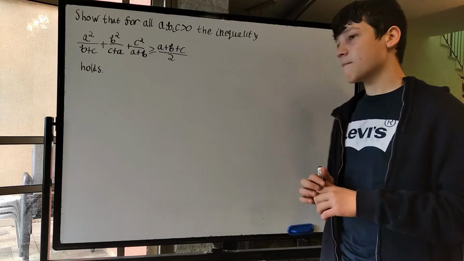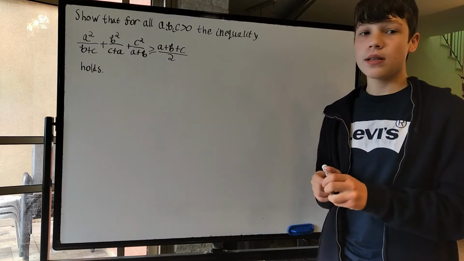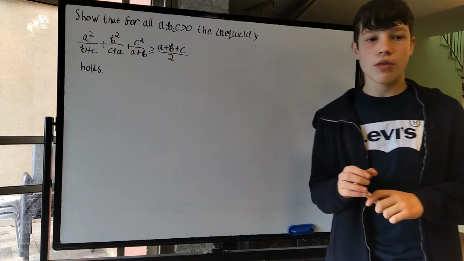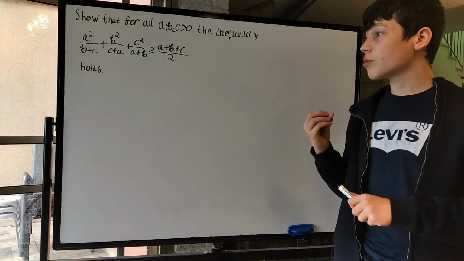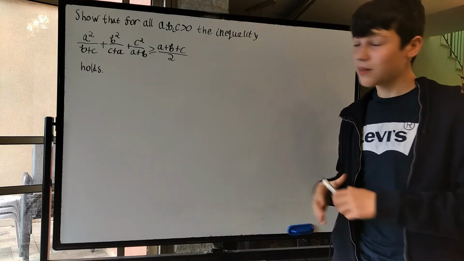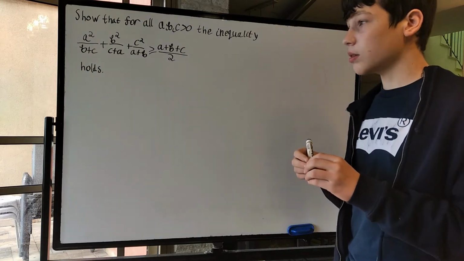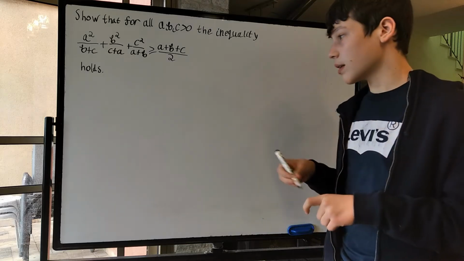So, let's begin. And I'm going to show two ways to do this. First of all, I'm going to show the way which is one line. Then I'm going to show the way that is a couple more. So for the first short solution, we're going to use Holder's inequality.